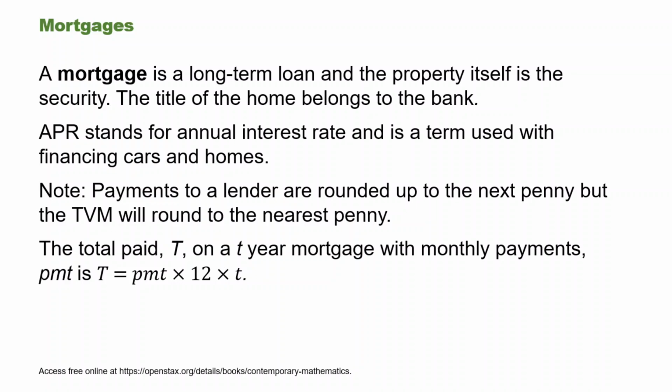Now, the total paid, capital T, on a lowercase t year mortgage with monthly payments, PMT, is capital T equals PMT times 12 times t. This is exactly what we found previously when we multiplied our payment times the number of months. That would be the same thing because there are 12 months in a year times the number of years.